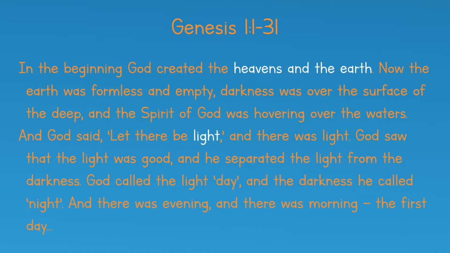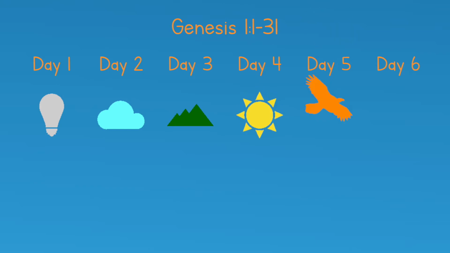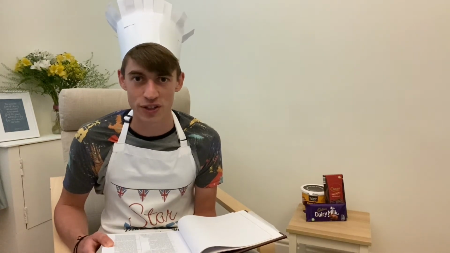Do you see what God created in the beginning? He created the heavens and the earth. That's absolutely everything. We read that he created the light, but that was just day one. On day two, he created the sky. Day three, the land. Day four, the sun. Day five, the birds. And on day six, all the animals. God created absolutely everything.